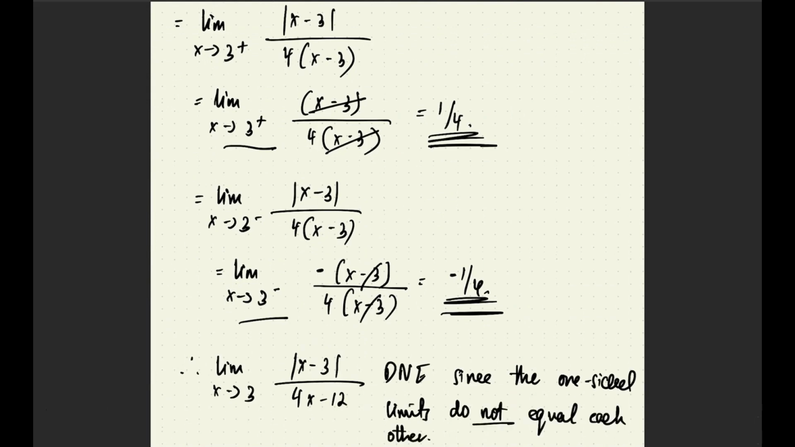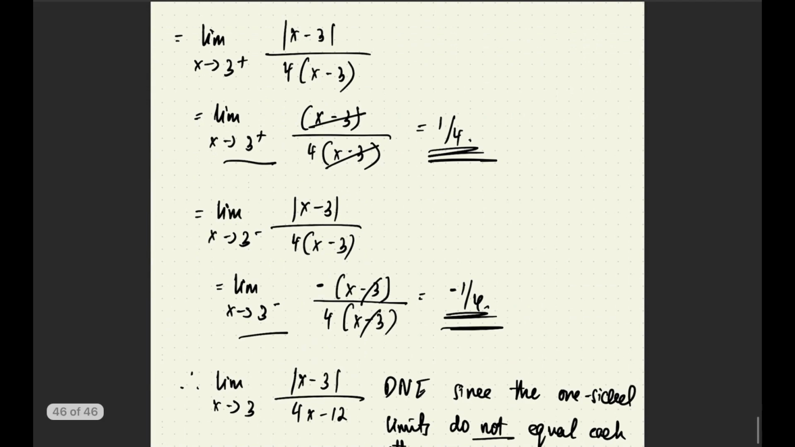So this is why I put an emphasis on always trying to find one-sided limits when you have absolute values. As you saw, when we approached 3 from the right hand side, the absolute value was a positive number, but when we approach 3 from the left hand side, the absolute value became a negative number. So that is why you should always try and calculate one-sided limits with absolute values.